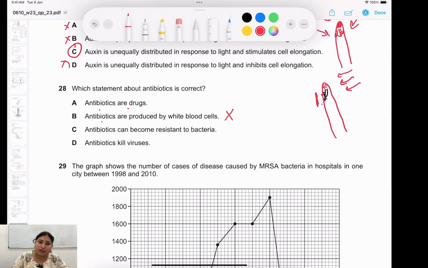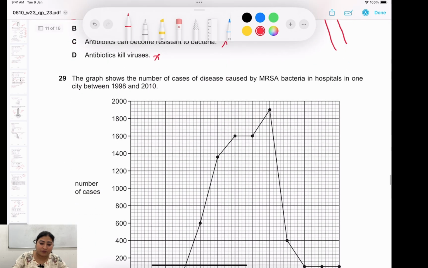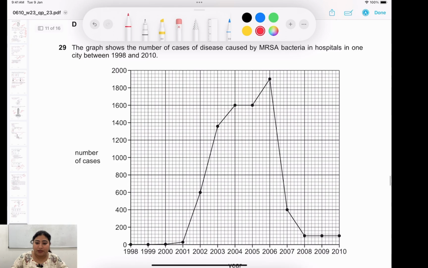Antibiotics can become resistant to bacteria. No. Bacteria can become resistant to antibiotics. So a big no here. Antibiotics kill viruses? No. Antibiotics do not kill viruses. So a big no. The correct answer here would be drugs. Antibiotics are chemicals which are basically your drugs. Okay. Coming to question number 29.